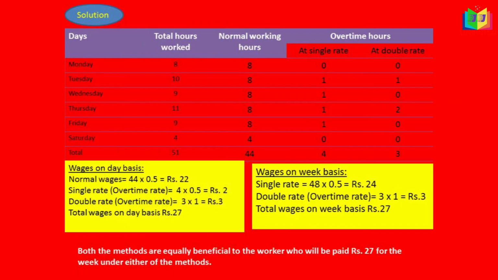Okay. Both the plans are equally beneficial to the worker. Okay. Because on day basis also they'll get 27, and on week basis also they'll get 27 rupees. Okay. I hope now you're clear to calculate this wage, normal wages and overtime wages.